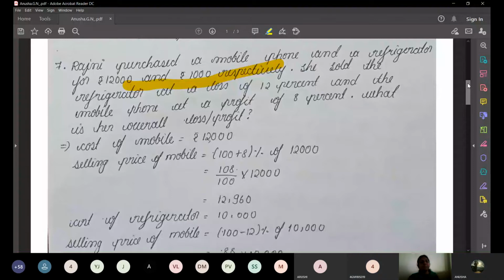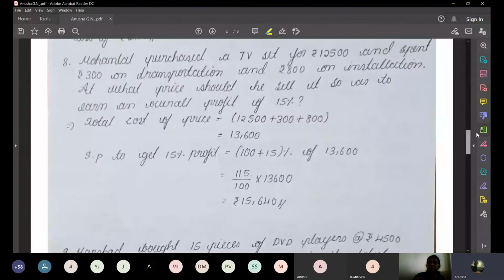Okay, Indu, thanks. Next problem. Mohanlal purchased a TV set for rupees 12,500 and spent rupees 300 on transportation and rupees 800 on installation. At what price should he sell it so as to earn an overall profit of 15%?